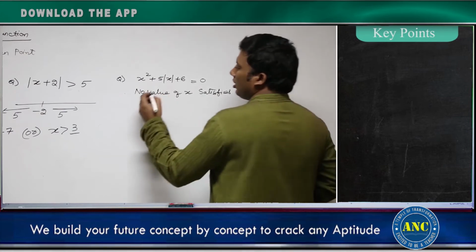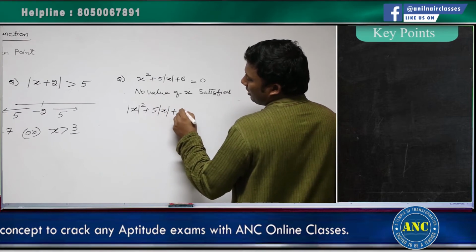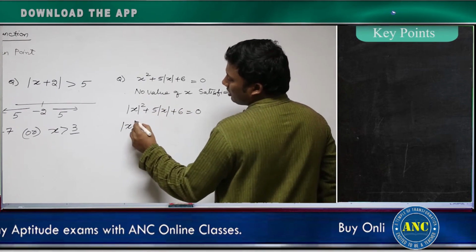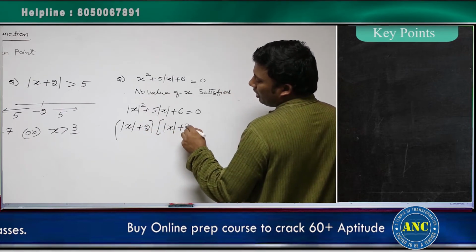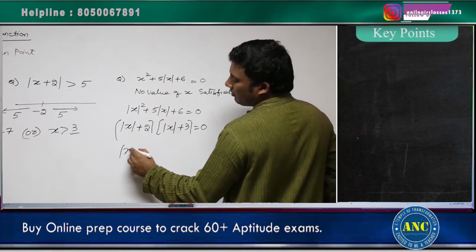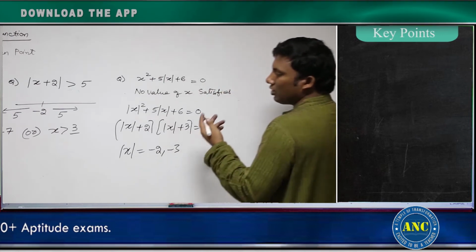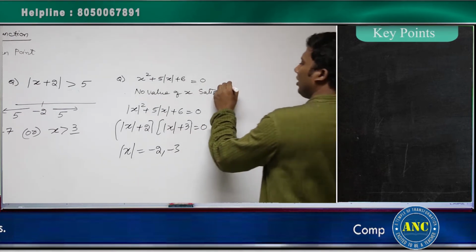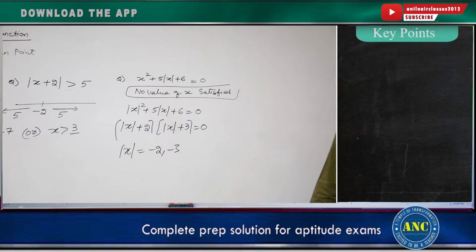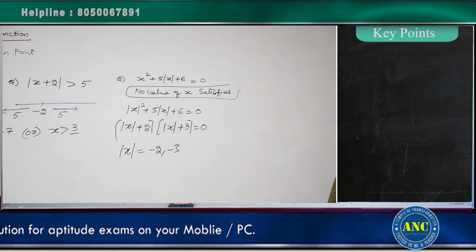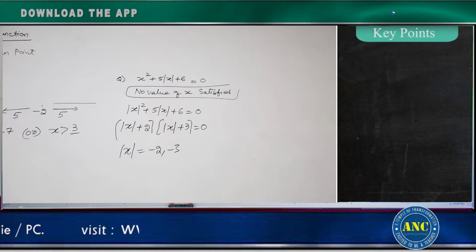Or if you want to solve this, x whole square is mod x whole square, so mod x whole square plus 5 mod x plus 6 equivalent to 0. So this will be mod x plus 2 into mod x plus 3 equivalent to 0. So mod x values are minus 2, minus 3. Can the value of mod x be negative? No. So no value of x satisfies. Understood the idea, right? So, slowly we are moving away from level 1. Next question.